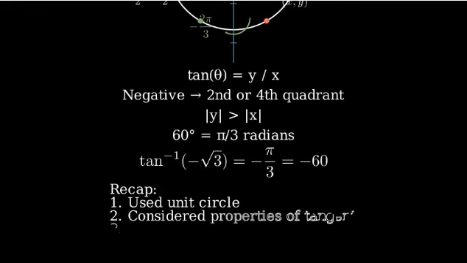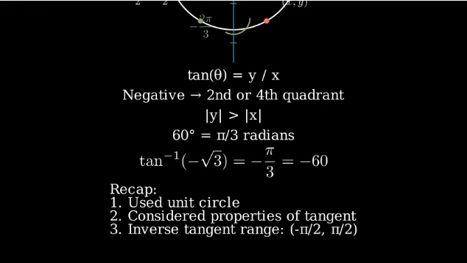To recap, we used our knowledge of the unit circle and the properties of tangent to solve this inverse trigonometric function. Remember, inverse tangent always gives us an angle between negative pi over 2 and positive pi over 2.